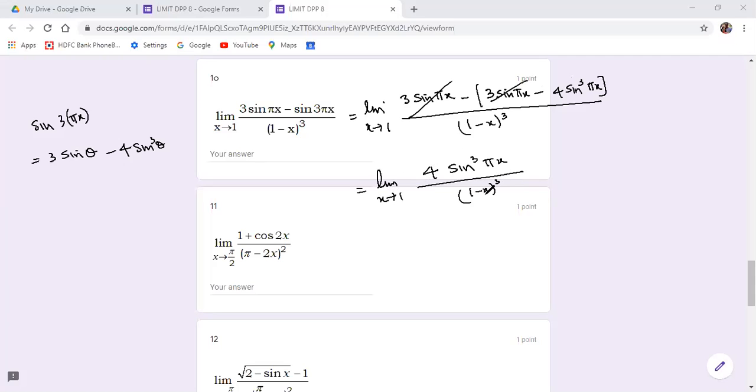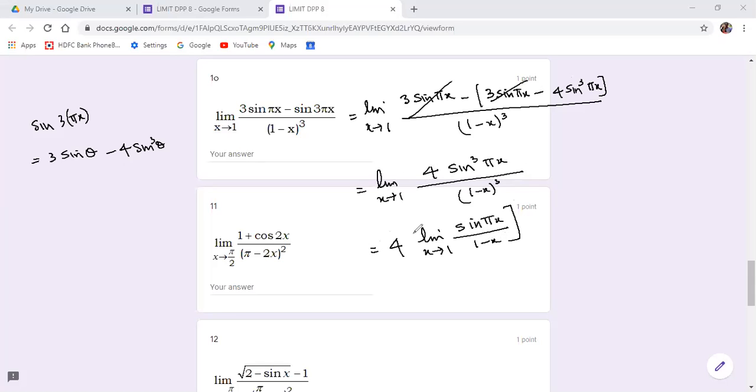Sir, I made a mistake here. I actually took that 4 minus 4 sine cube pi x. No, no. Later on it becomes minus actually. I did not substitute till now. In the further step it becomes minus. See what I'm doing.